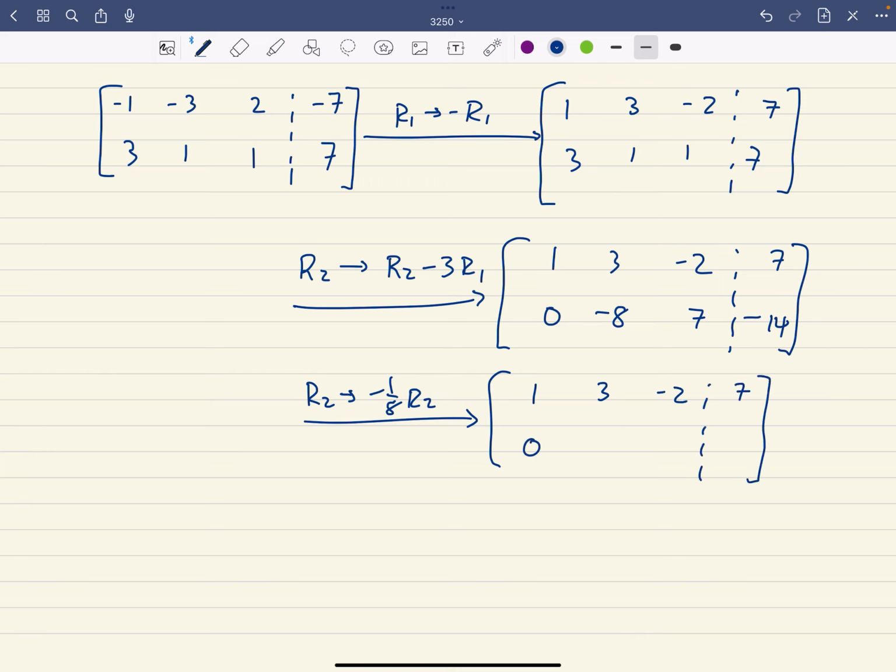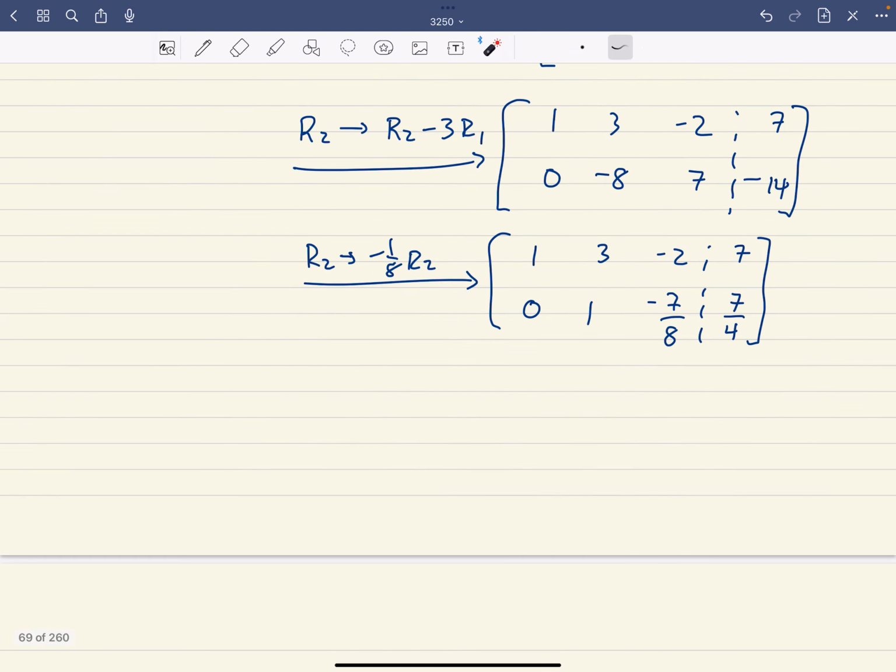And what we'll get is 0 and 1 by design. We'll get -7/8, and then we'll get 14/8. 14/8 is the same as, you can cancel a 2 out of each, so that's 7/4, and 7/4 is as reduced as this gets.